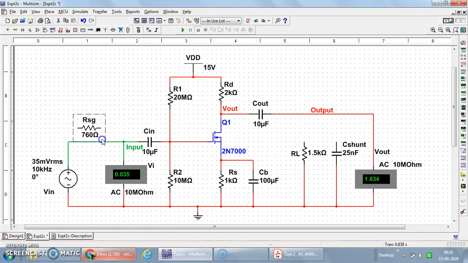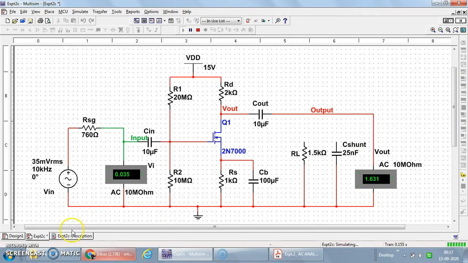Now break this path and do the connections. So I will connect this source resistance through this RSG, and it will be connected in the circuit. Now if I connect it, I will simulate the circuit. So considering the effect of RSG, whatever output voltage I am getting, this output voltage is V0 dash, 1.631.